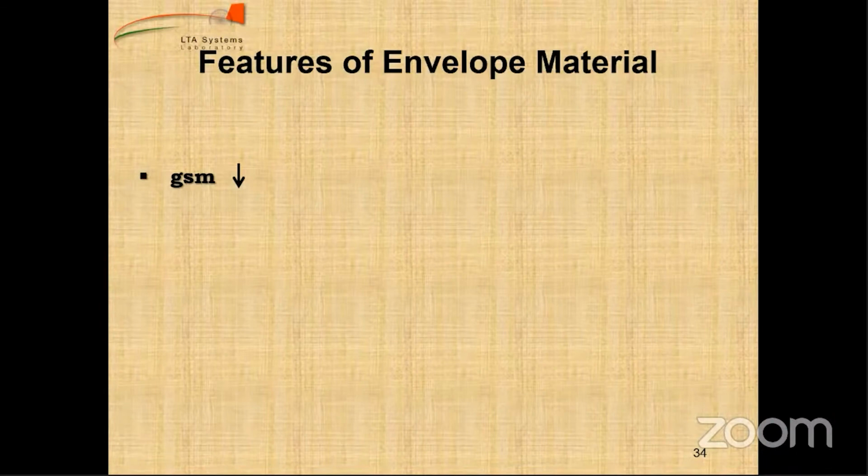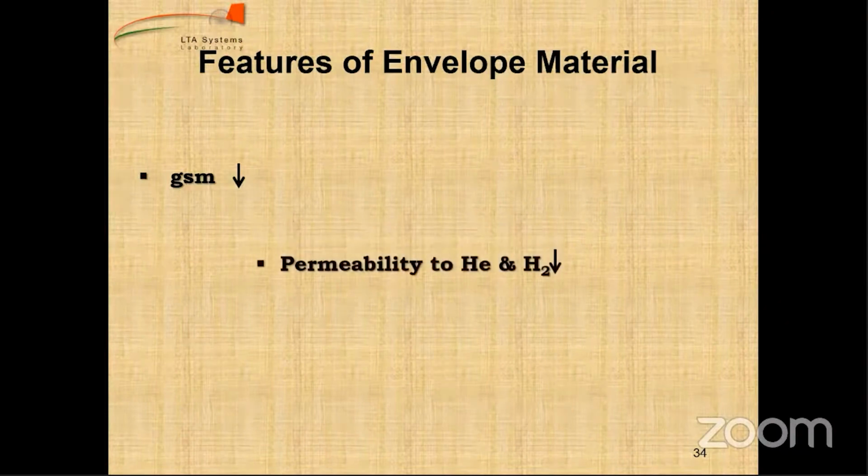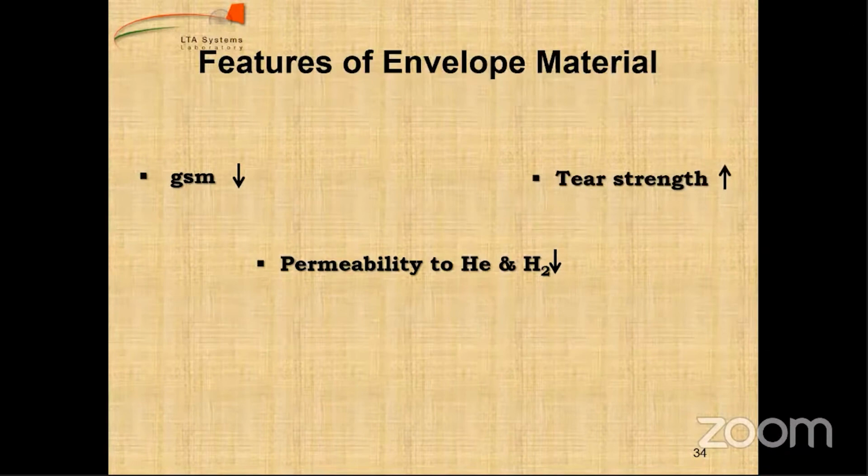So we calculate the weight, or we get the properties of the envelope material in GSM. GSM stands for grams per square meter. It should be as low as possible, because it adds to the weight of the envelope. Then permeability to helium and hydrogen, the lifting gas, should be low. When we fill it, it should be able to hold the gas inside the envelope. It should not leak. So permeability as low as possible, and it should have higher tear strength. It should not be torn by some hit or any internal pressure.